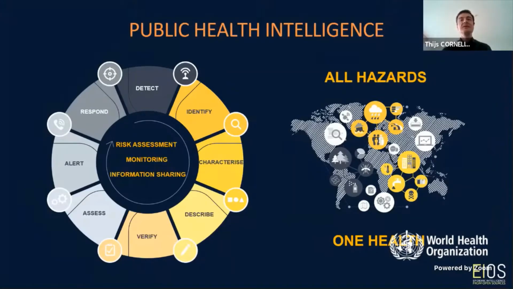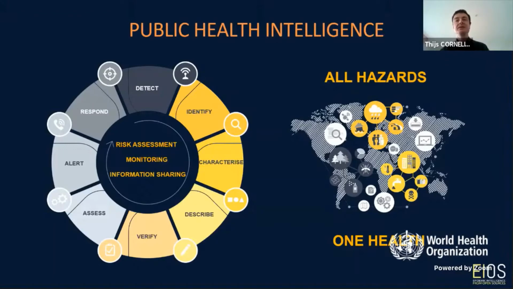The approach that we choose in EIOS is what we call the all hazards, one health approach. All hazards in the sense that we want to detect not only disease outbreaks, but in fact we want to monitor all different hazards that can affect human health. For example, we also consider natural disasters, man-made disasters or conflicts, anything that poses a threat to human health.